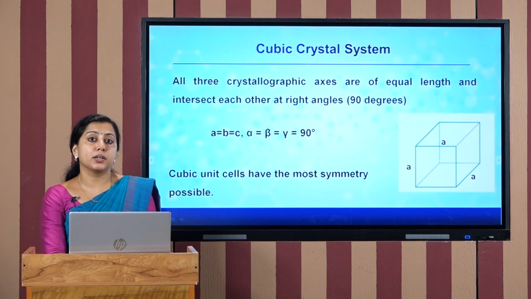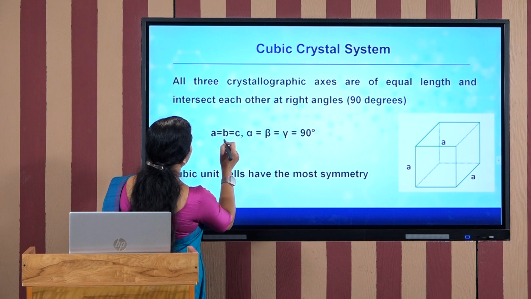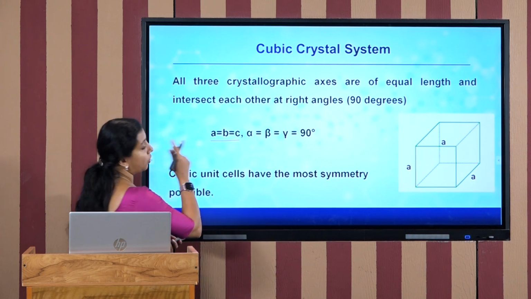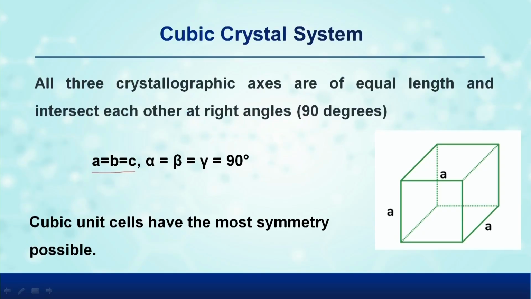The first one is a cubic crystal system. On the screen, you can see a cubic crystal system. Here, all the 3 crystallographic axes are of equal length and intersect each other at right angles. Or we can say A equals B equals C. All the sides are equal since it is a cubic form, and all the angles, that is alpha equals beta equals gamma equals 90 degree.